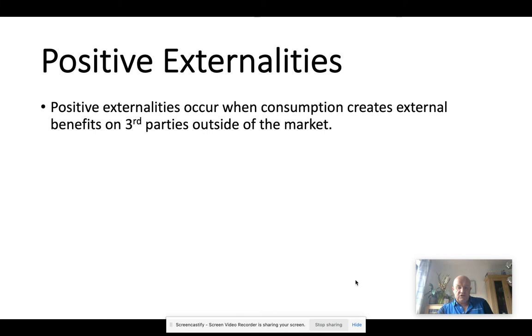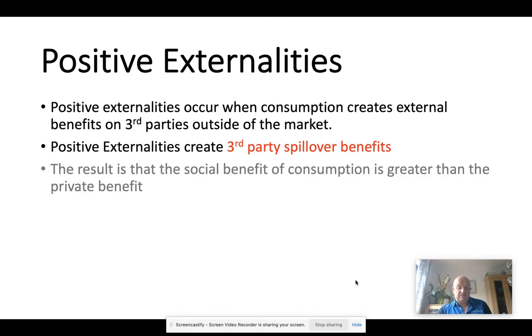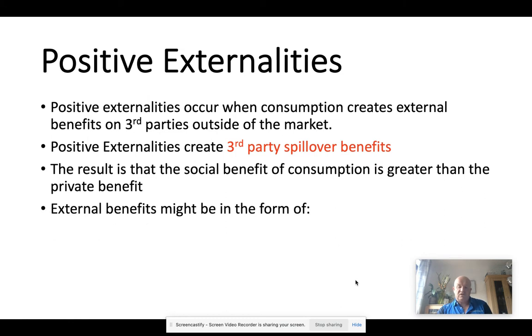So let's take a look at positive externalities in a bit more detail then. Basically, they happen when consumption creates external benefits on third parties outside of the market. Okay, so in this instance, you might get what are known as third-party spillover benefits, and that results in the social benefit of consumption being greater than the private benefit.